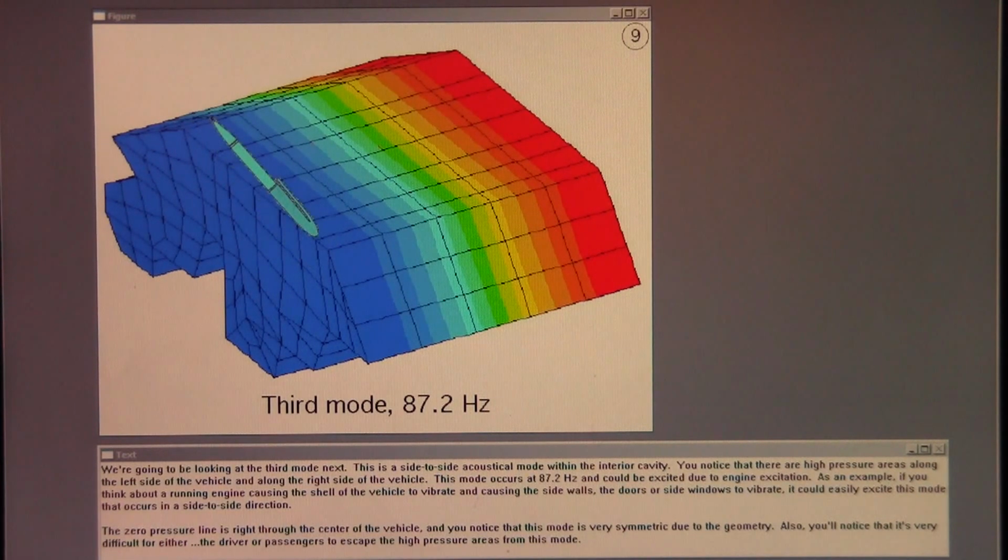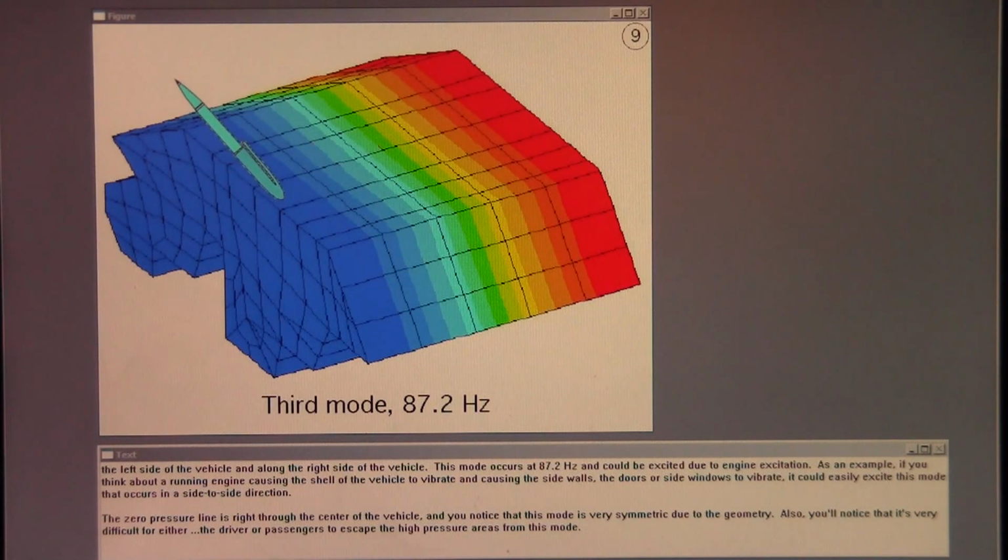As an example, if you think about a running engine causing the shell of the vehicle to vibrate and causing the side walls, the doors or side windows to vibrate, it could easily excite this mode that occurs in a side-to-side direction. The zero pressure line is right through the center of the vehicle, and you notice that this mode is very symmetric due to the geometry. Also, you'll notice that it's very difficult for either the drivers or passengers to escape the high pressure areas from this mode.